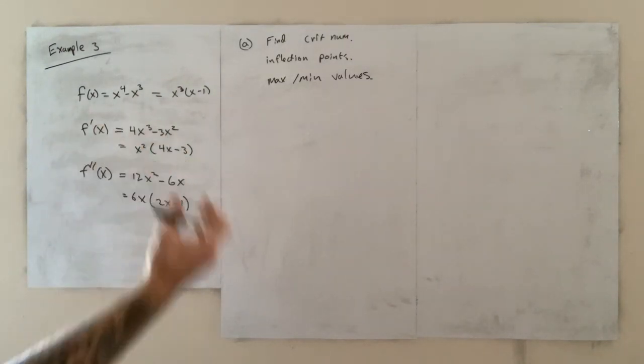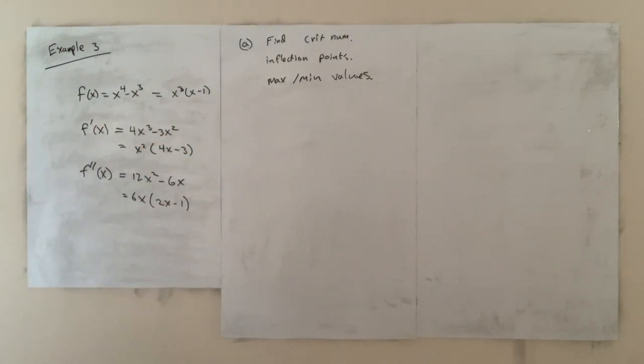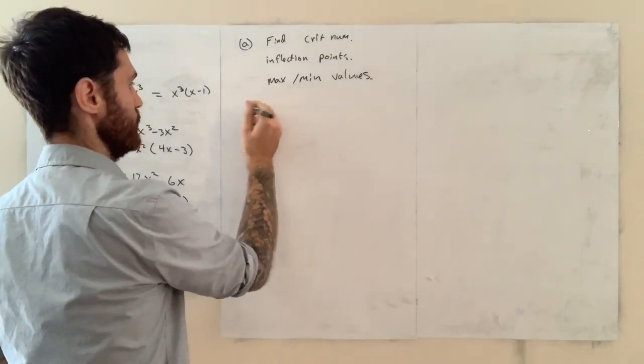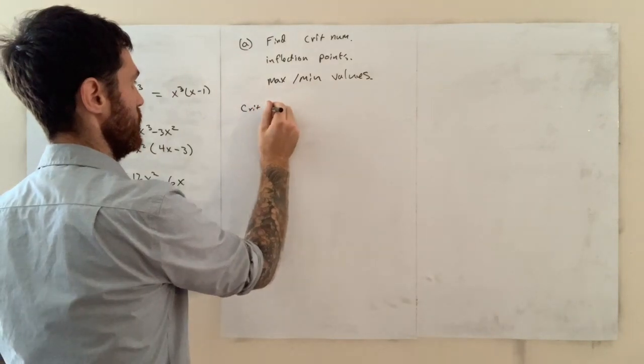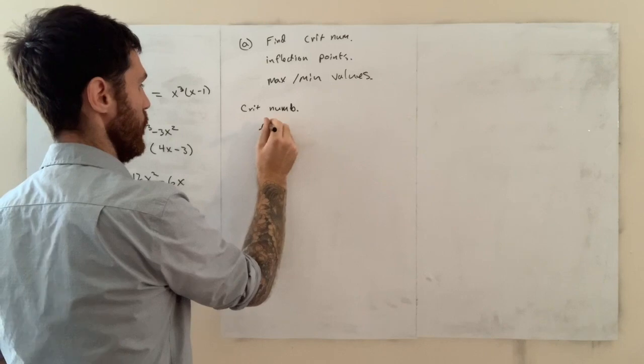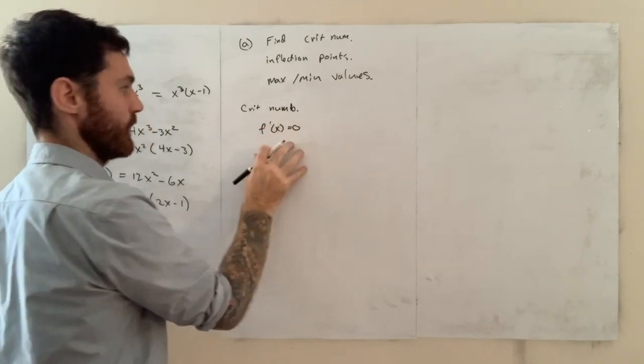So let's start by finding critical numbers. What are critical numbers? Critical numbers are where the derivative of the function is either undefined or equal to 0. Well, the derivative of our function is a polynomial. It's never going to be undefined, it's defined everywhere. So we want to look for where f prime of x is equal to 0.